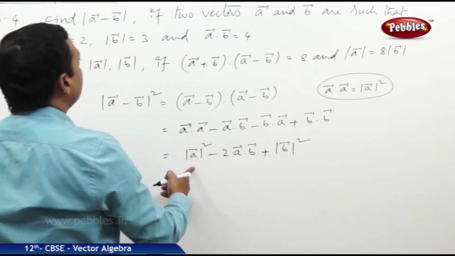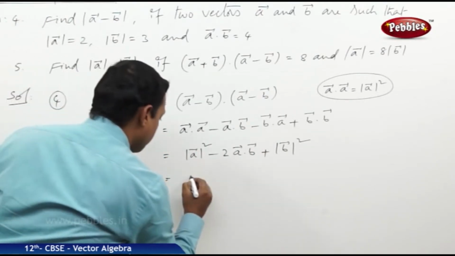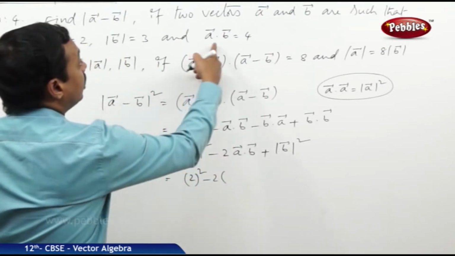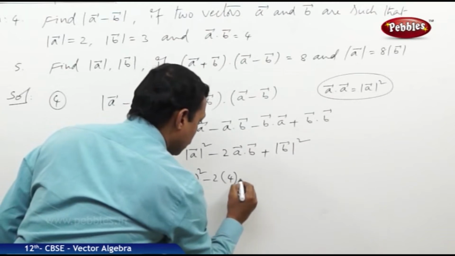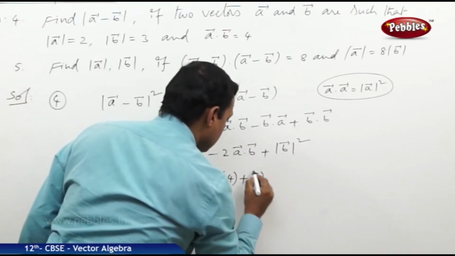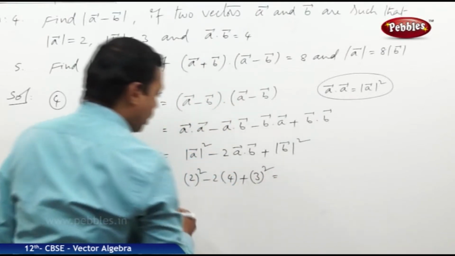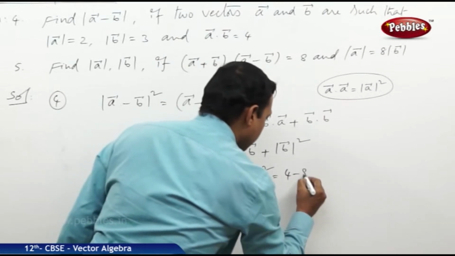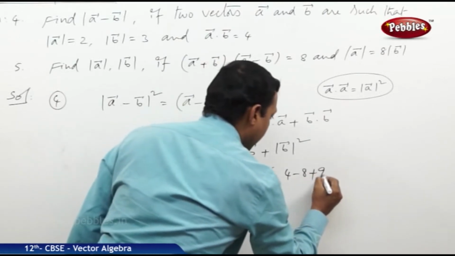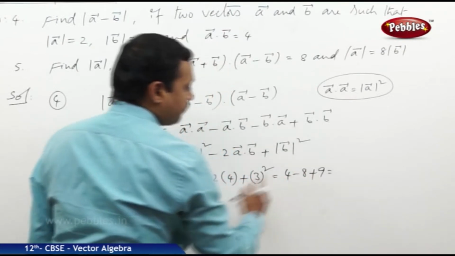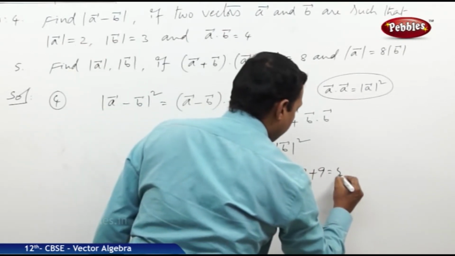Now here all the values are given. Modulus of a is equal to 2, substitute there 2 square minus 2 into a dot b is equal to 4 plus modulus of b is equal to 3, hence 3 square. Therefore it is 4 minus 8 plus 3 square 9. 4 minus 4 plus 9, 13 minus 8, 5.